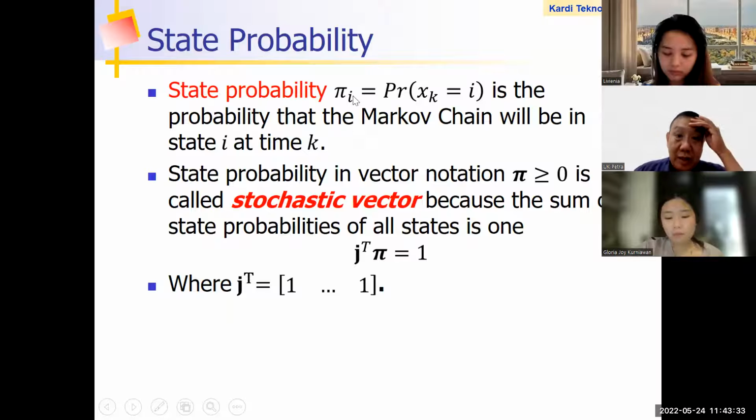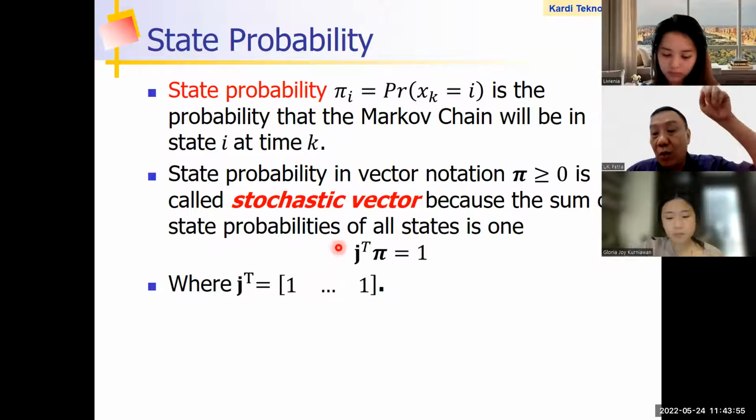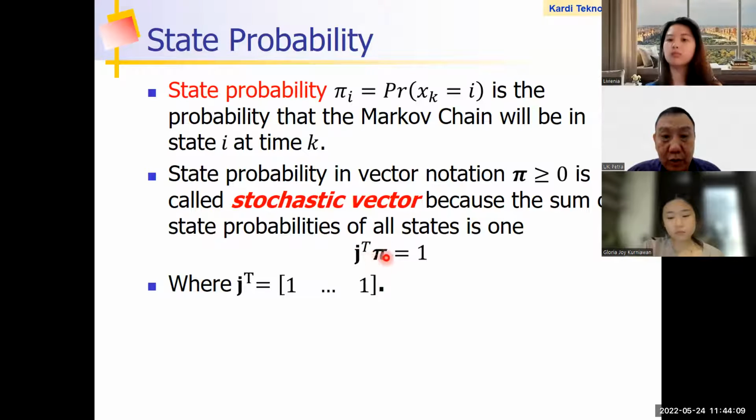So now phi i here, I can put that into a stochastic vector phi, to show that this is the scalar and this is the vector. So I put both matrix and vector. And then I define J as a vector of 1s. Of course, J transpose means this row vector. So if you have J transpose multiplied by the stochastic vector, the sum must be 1.